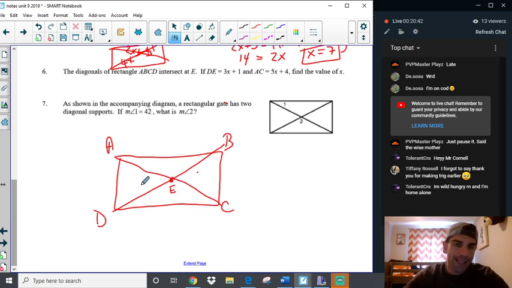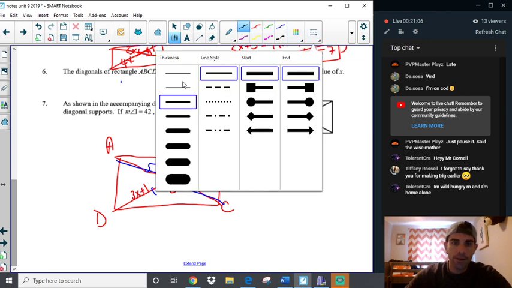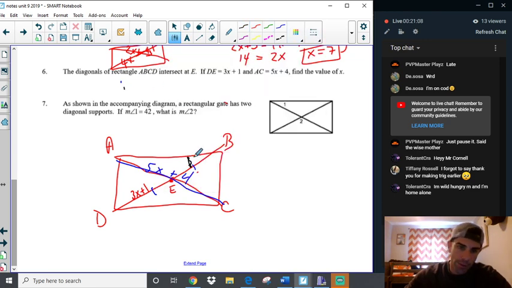And now they said DE is 3x plus 1. So I'm going to do 3x plus 1 here. AC is 5x plus 4. Now, I'm going to have to be a little bit careful here. I'm going to write that here, 5x plus 4, nice and big so that I know it's actually the whole thing. Diagonals bisect, so if DE is 3x plus 1, then guess what? The other side can be the same thing, 3x plus 1.